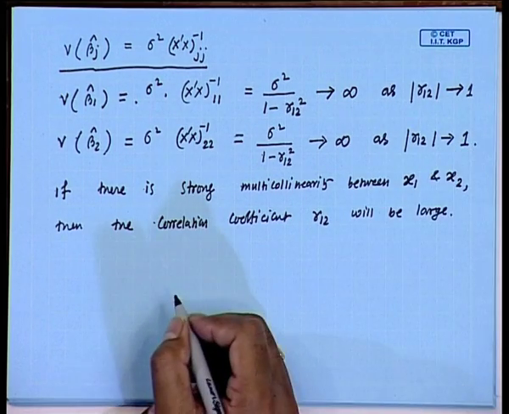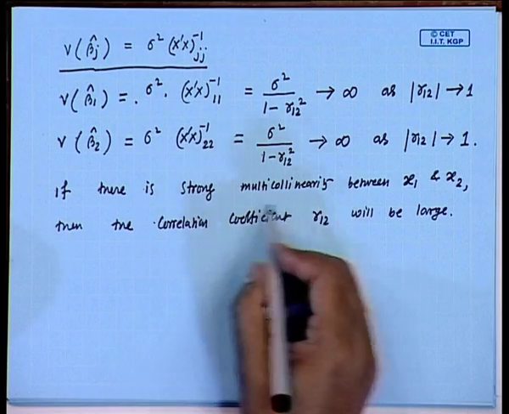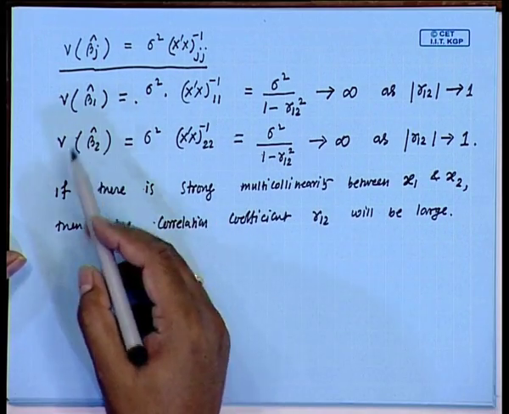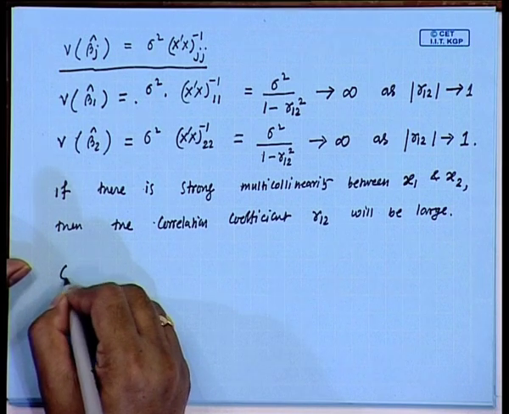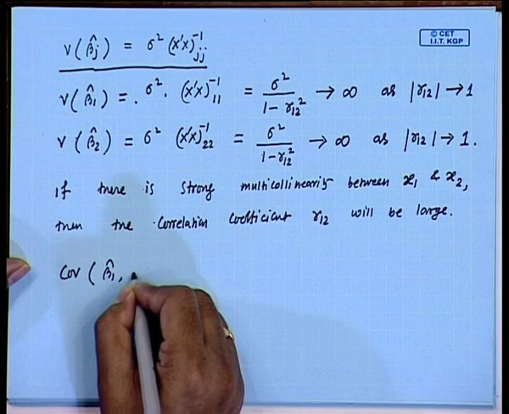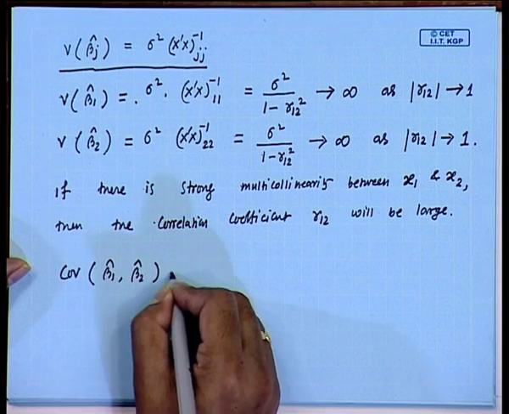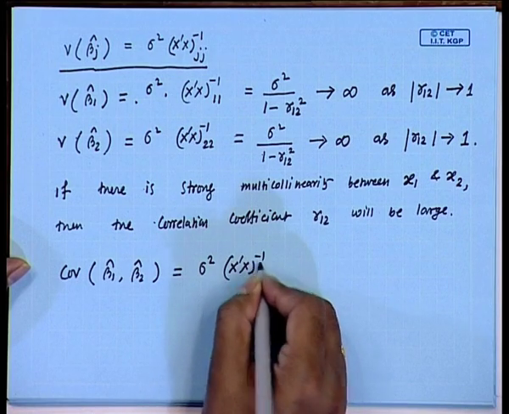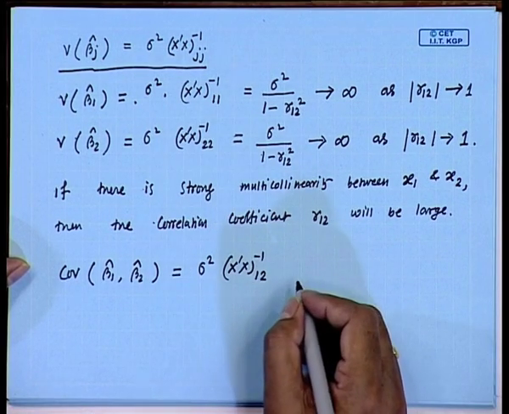Okay. Also I said that strong multicollinearity results in large variance and covariance. So, what is the covariance of beta 1 hat and beta 2 hat? This is equal to sigma square times the 1/2th element of (X prime X) inverse.